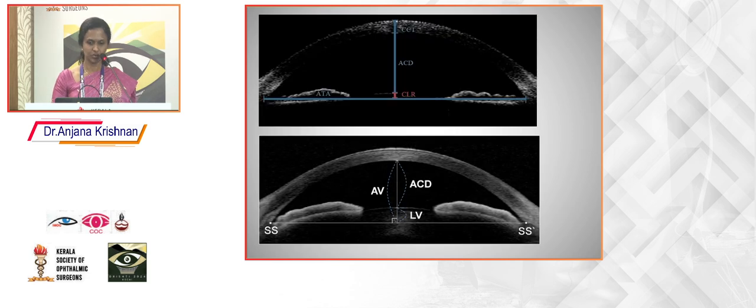As mentioned, lens vault is associated with angle closure. In the first picture, the angle recess to angle recess line is drawn, and the perpendicular from there to the anterior crystalline surface of the lens is the crystalline lens rise. This is more used for planning phakic IOLs. The second one is the scleral spur to scleral spur line, and the perpendicular from there to the anterior crystalline surface is the lens vault.